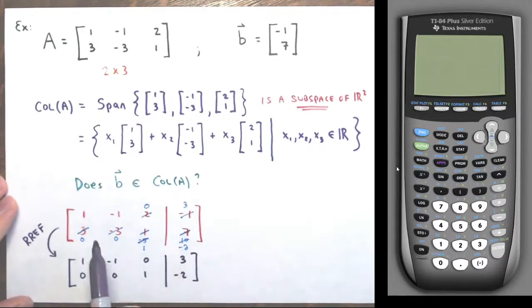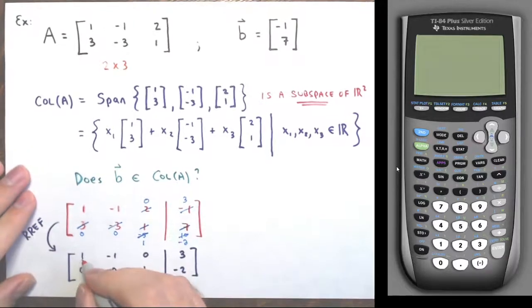Again, if you want, put in a 2 by 4 matrix and have the calculator take it to reduced row echelon form if you wish. All right, so it looks to me like there are solutions.